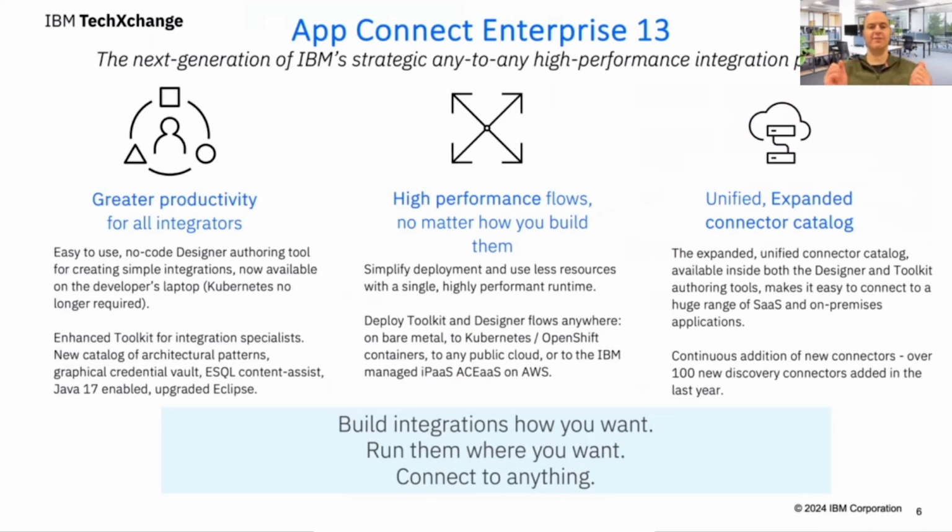In that version, we've kept our three main themes that we've been working on for the last few releases, and that's productivity, high performance, and connectivity. So what do we mean by those? Obviously, with productivity, we want to make it easy to use. So we've worked on enhancing our toolkit for that. We've also brought in the Designer tooling. Those of you that have been following the App Connect product over the last few years have probably noticed that we have this Designer tooling, a no-code authoring tool that was available on cloud, then in containers, and is now available on-premises on your laptop from ACE 13.